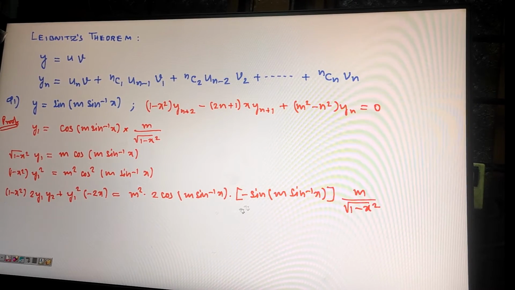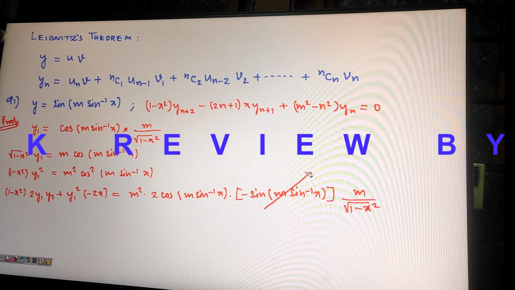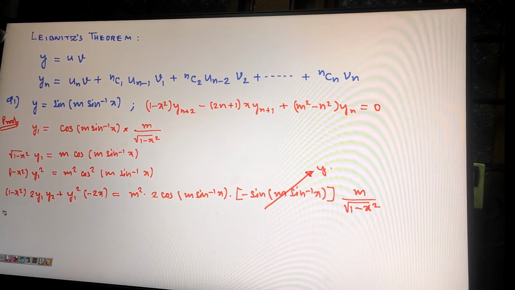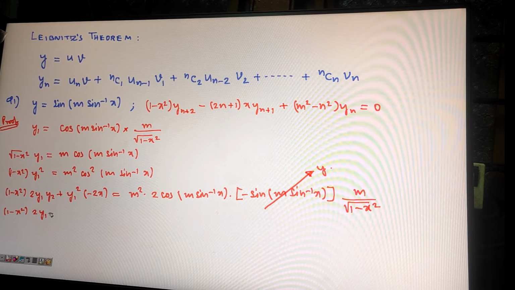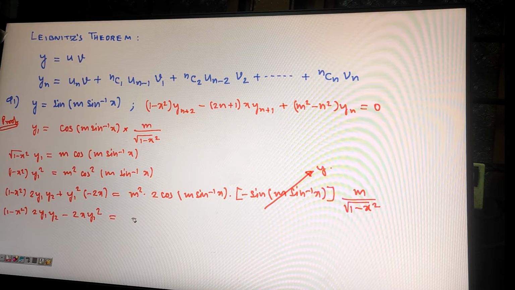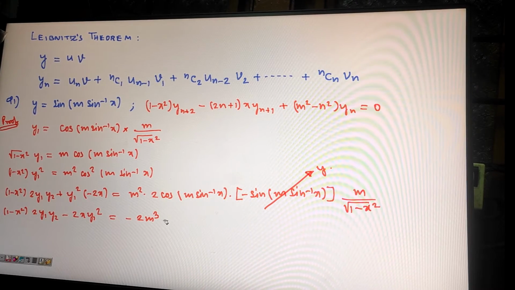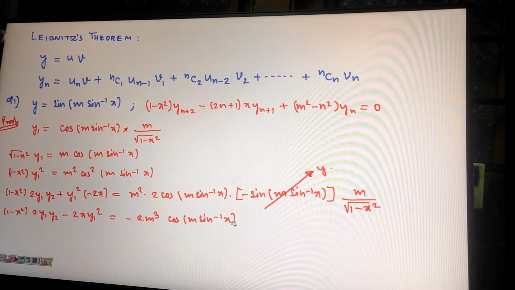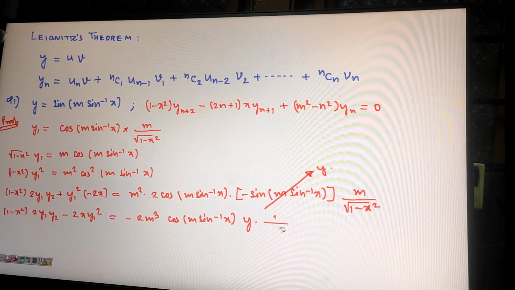Okay, so now if you notice here, this one is nothing but y, am I correct? So in fact this is minus y. So let me complete it. So 1 minus x square, 2 y1 y2 minus 2x y1 square is equal to minus 2 m cube, because m square and m will give you m cube, 2 is there, and then cos m sine inverse of x, and this is nothing but y into 1 by root over 1 minus x square.